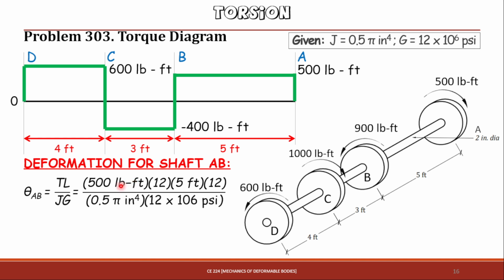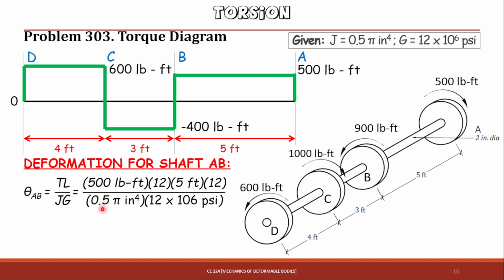Okay? So, pounds. The unit of our modulus of rigidity here is psi, so our units should be in pounds and inches. So, 500 pound-foot, I need to convert feet into inches. I multiply by 12. Okay? So, we have 500 times 12 pound-inches, times the length of shaft AB, 5 feet. Then, because it's in feet, I convert it into inches, so I multiply by 12.